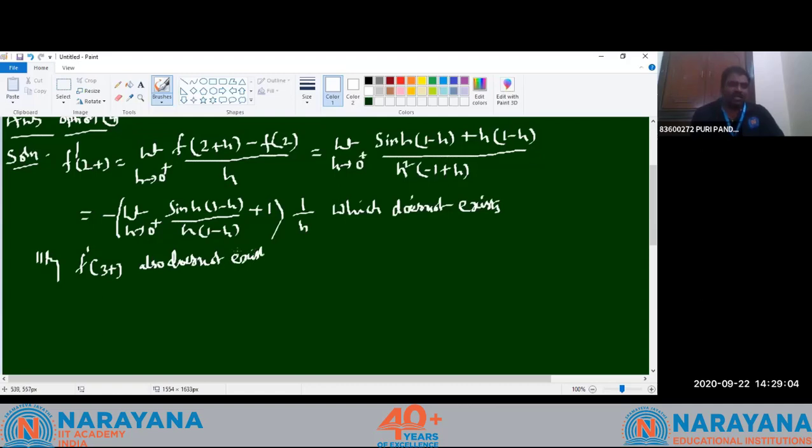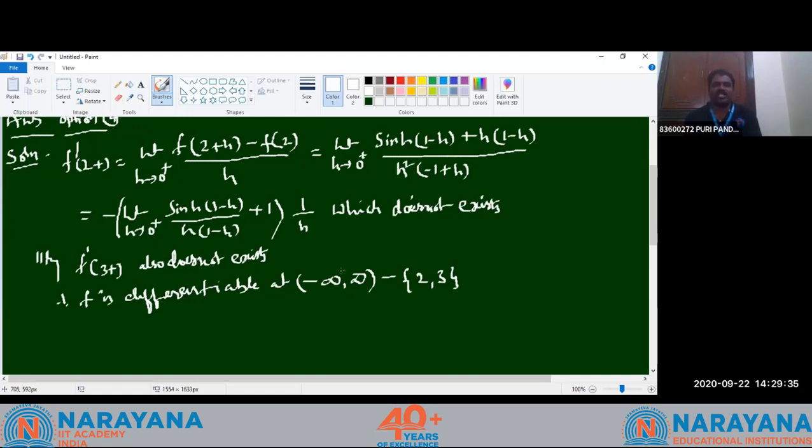So therefore, what we can say here, the set of all points where f is differentiable: f is differentiable at all points, from minus infinity to plus infinity, except 2 and 3, because at 2 and 3 the function does not exist. That's why this function is differentiable everywhere from minus infinity to plus infinity except 2 and 3. That satisfies the fourth option. That is question number 5.